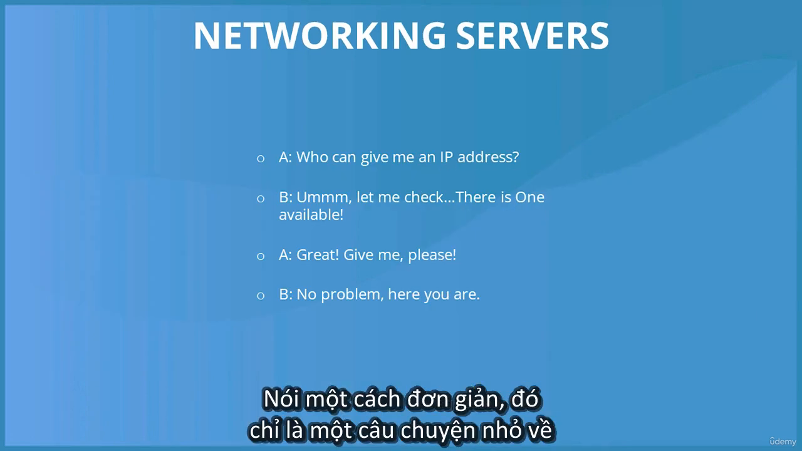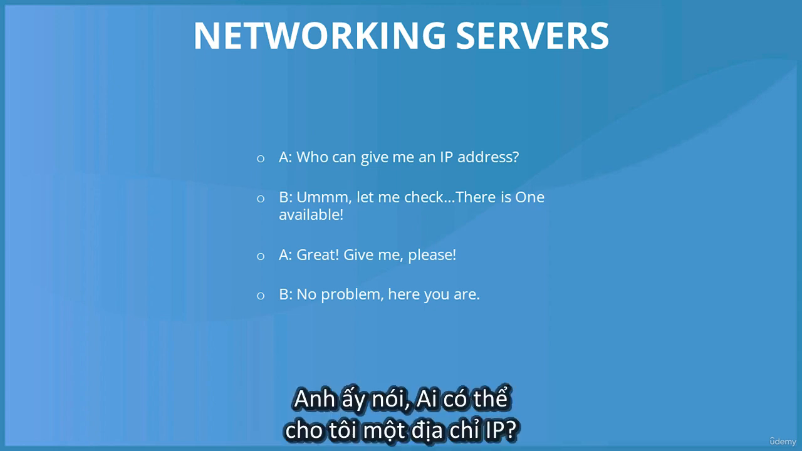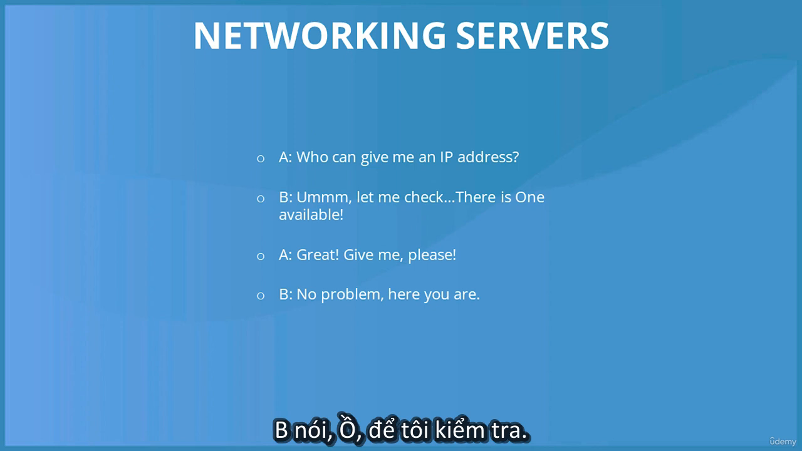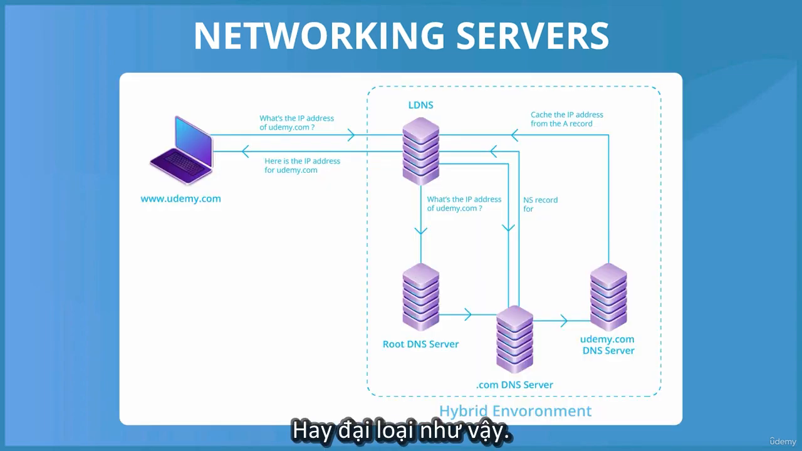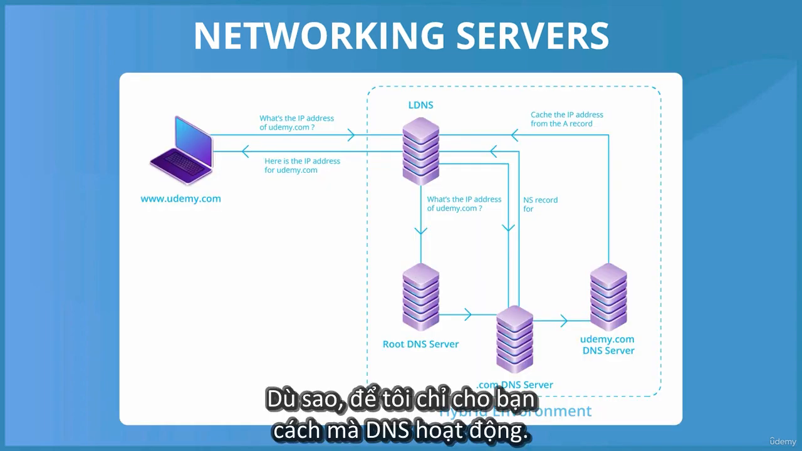So simply put, it's just a little story of give and take between the DHCP client, A, and the DHCP server, B. So A says, who can give me an IP address? B is like, let me check. Oh, hey, you know what? I do happen to have one available. A says, great, please give it to me. B says, hey, no problem. Here you are. Or something like that. Anyway, let me show you how DNS works.